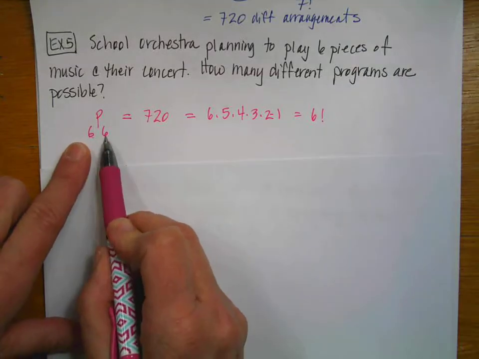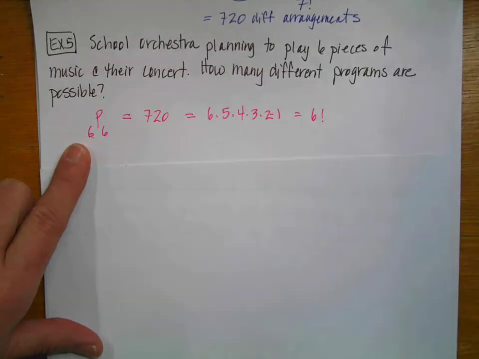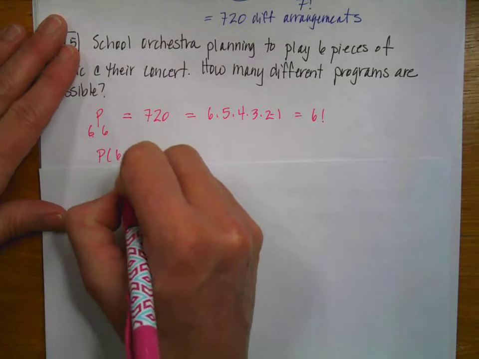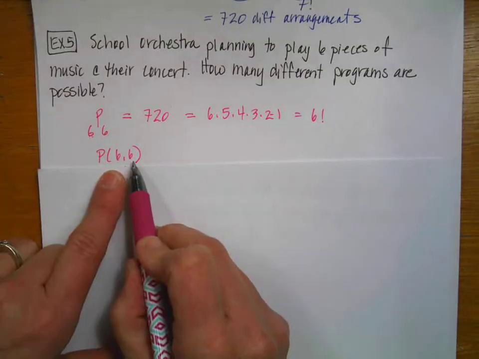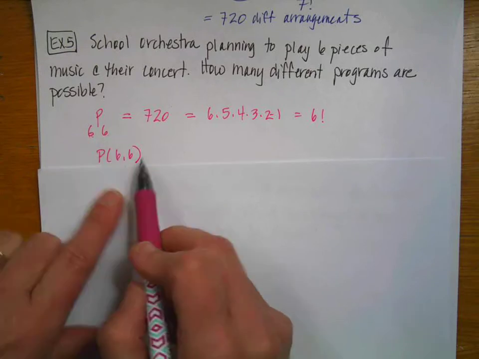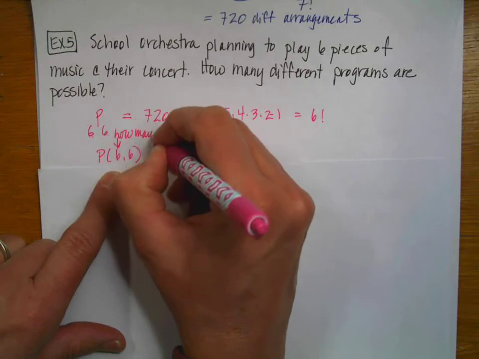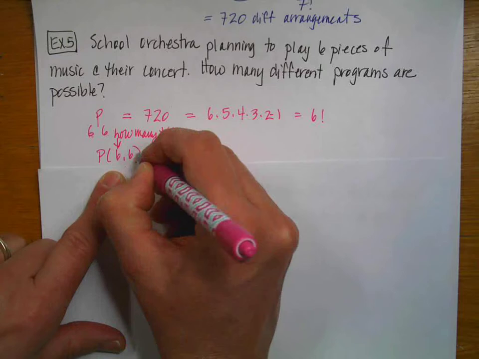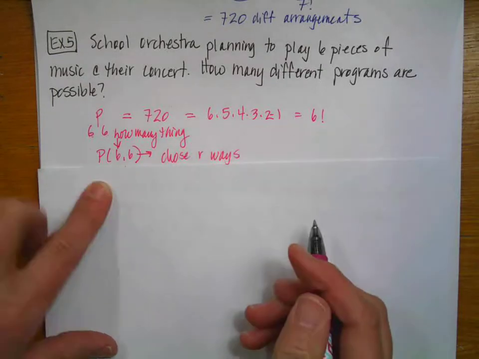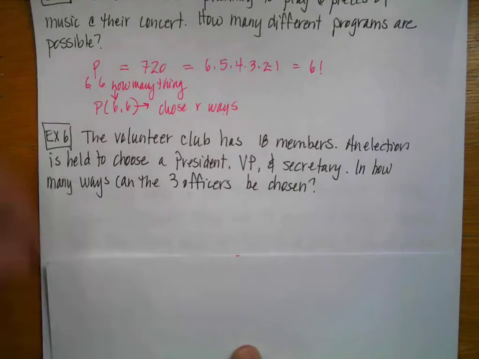So when I do a permutation of how many things, and I choose all of those things, it's the same thing as doing a factorial. Another piece of notation that you'll see in this particular book is they would write a permutation this way instead of this way. This is your calculator notation. It is always my preference, but you may see this in your book. So this is how many things, and the second number would be chosen are ways. So it's just another way of notating the same thing.